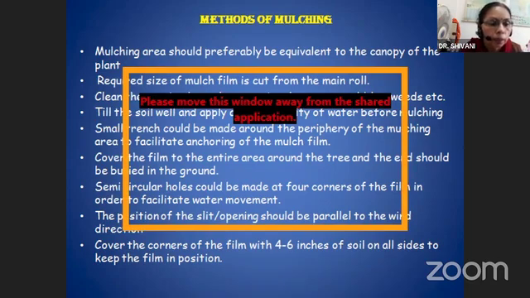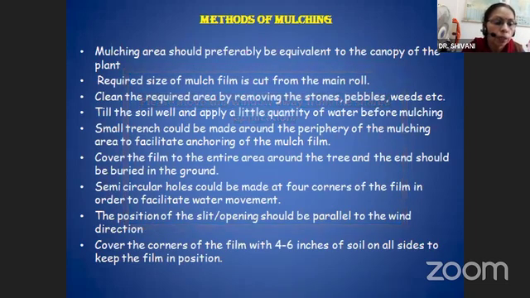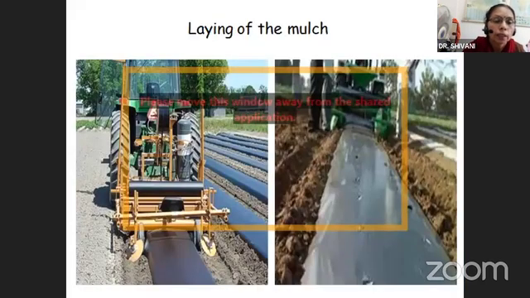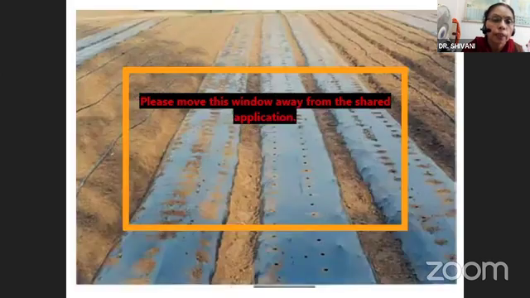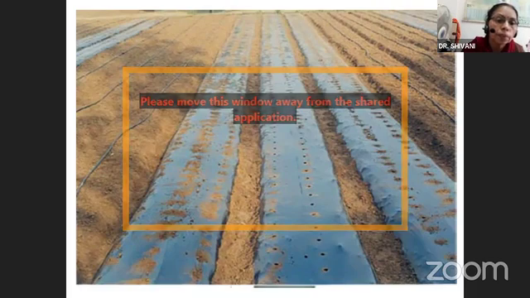Then some holes should be made at the four corners of the field in order to facilitate water movement within the soil, for proper root development and also for proper plant development. These are some pictures showing the laying of mulches. In foreign countries, mulches are laid by machines, but in our country, the small farmers use mulches in their fields, but they do it manually.